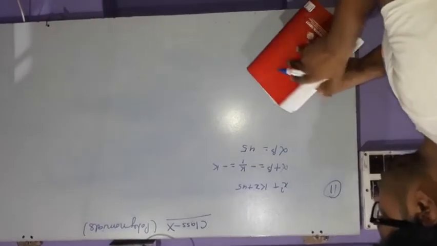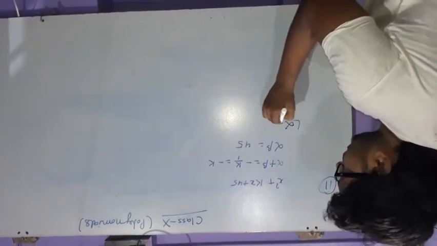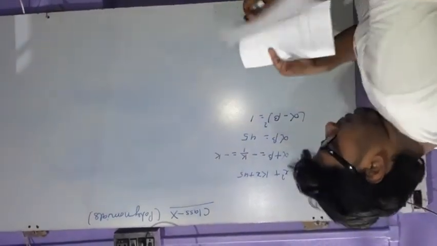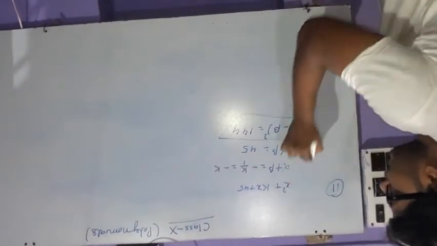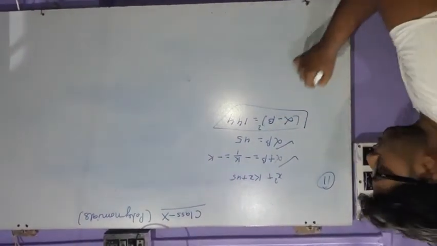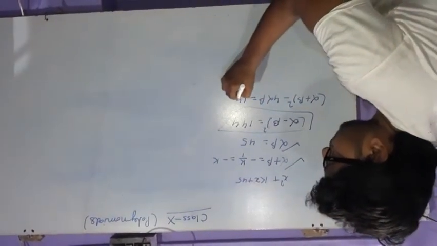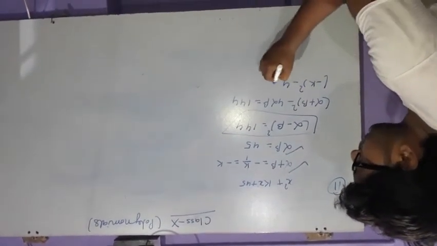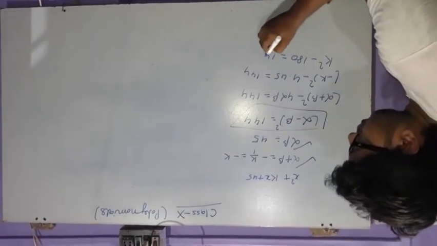The question says the square difference of zeros. That means the square difference of alpha and beta, so you can write alpha minus beta whole square, which is given as 144. We have the values of alpha plus beta and alpha beta, so we use the formula of alpha minus beta whole square, which is alpha plus beta whole square minus 4 alpha beta, equal to 144. Alpha plus beta is minus k, squared. Alpha beta is 45. So k square minus 180 equals 144.